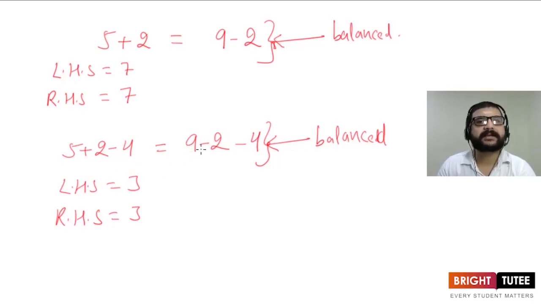Or when we subtract the same quantity from both the sides, the equation remains balanced only. So till now we have seen, if we add the same quantity on both the sides of a balanced equation, it remains balanced, and if we subtract the same quantity from both the sides of a balanced equality or balanced equation, the equation remains balanced only.